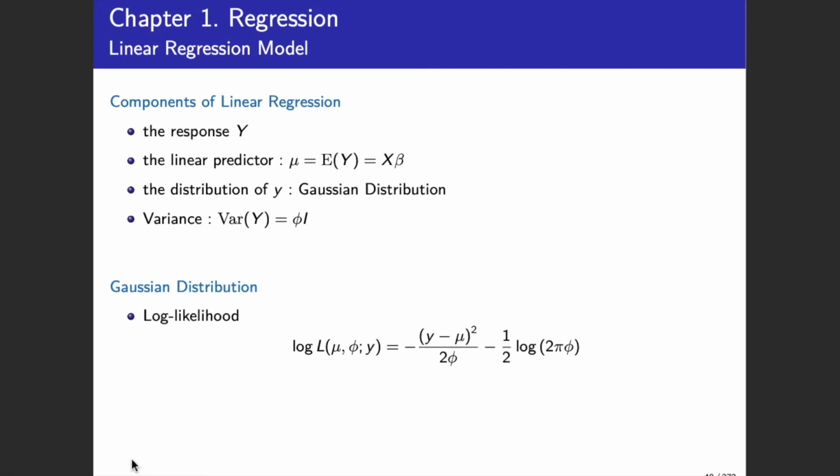Chapter 1: Regressions, Linear Regression Model. Before the 1970s, numerous regression methods were used, including Poisson regression, logistic regression, and probit regression. Each regression model required a unique estimation algorithm, maximizing the specific likelihood for that model.